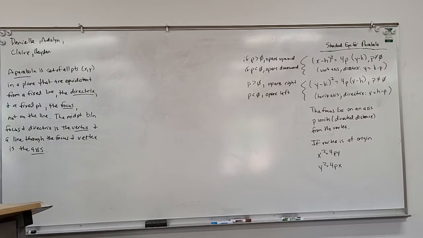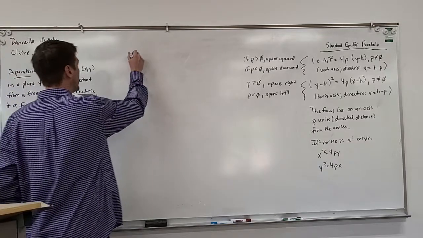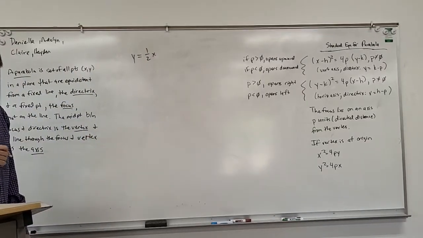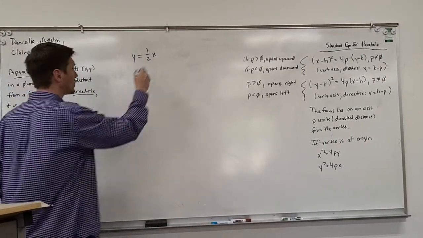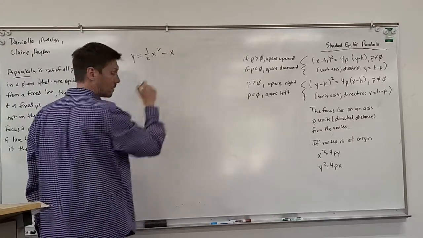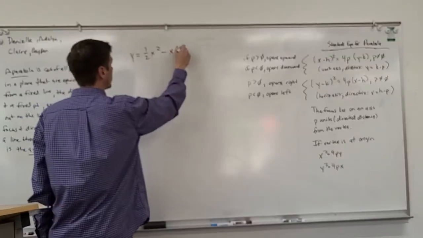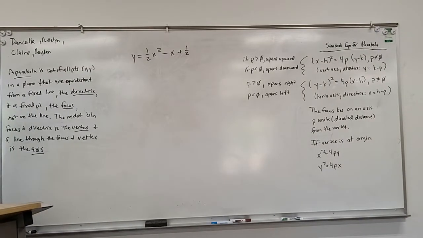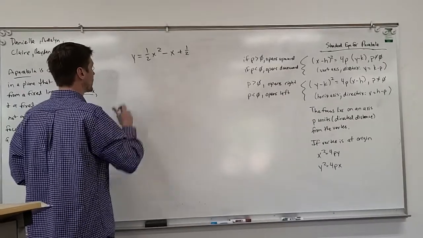So find the focus of a parabola that's given by this equation: y equals negative 1/2 x squared minus x plus 1/2. You've got to get this into standard form. The first thing they do is multiply everything through by 2, so we can get rid of these confusing fractions.